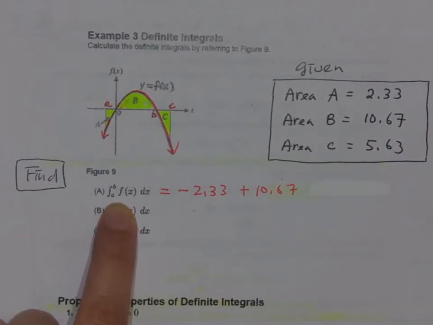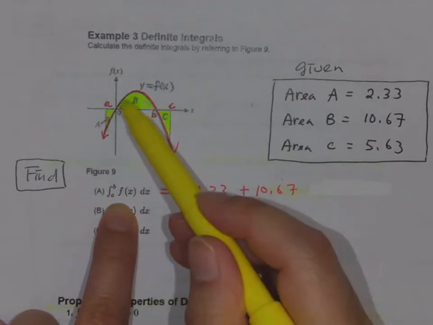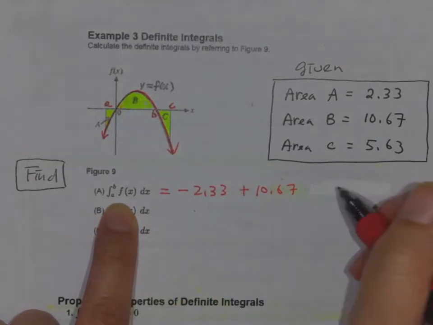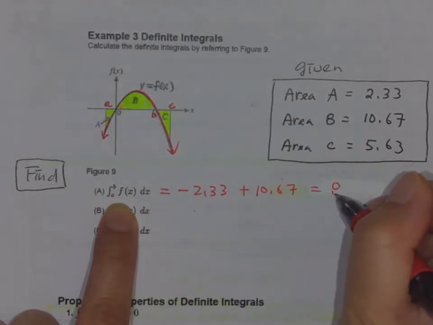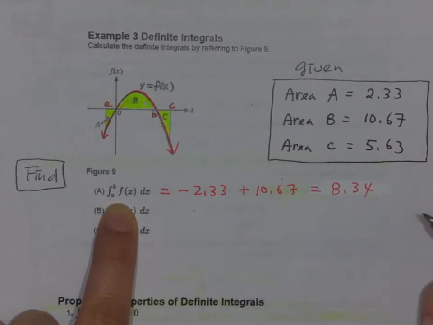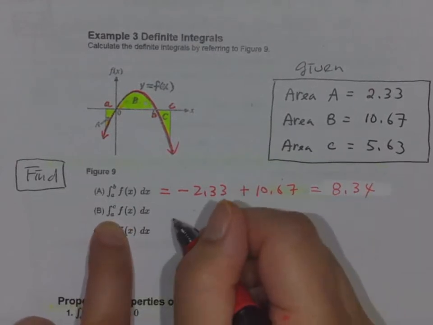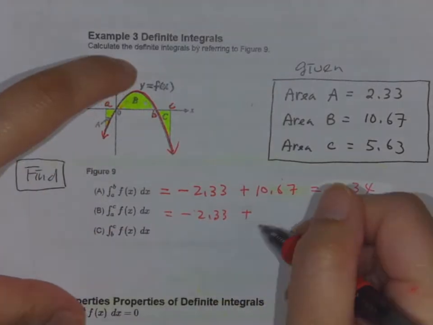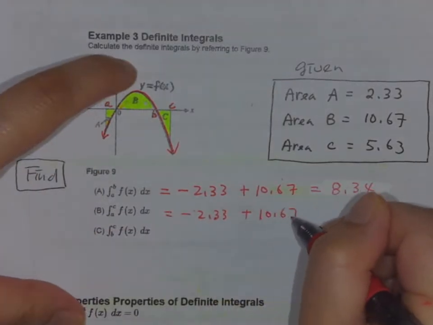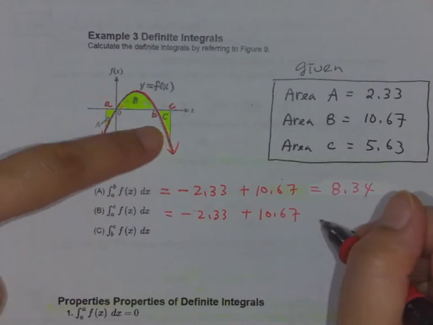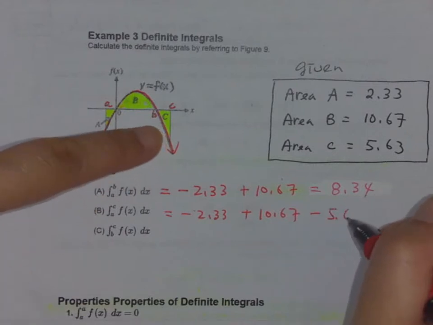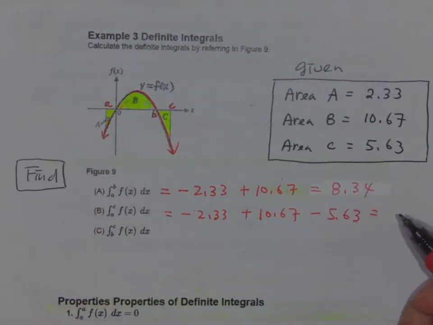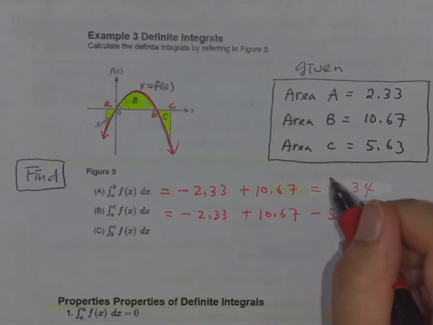So this is from A to B, so just this area and this area, right? So together we should have 8.34. Okay, the next one is A to C. Starting with, this is below, so negative 2.33 plus the second part is positive 10.67, and the C part is below the line again, right? So subtract 5.63. So if you use your calculator, it should be 2.71.